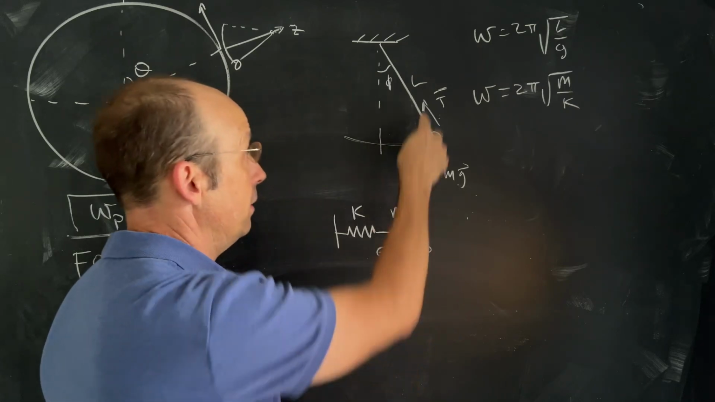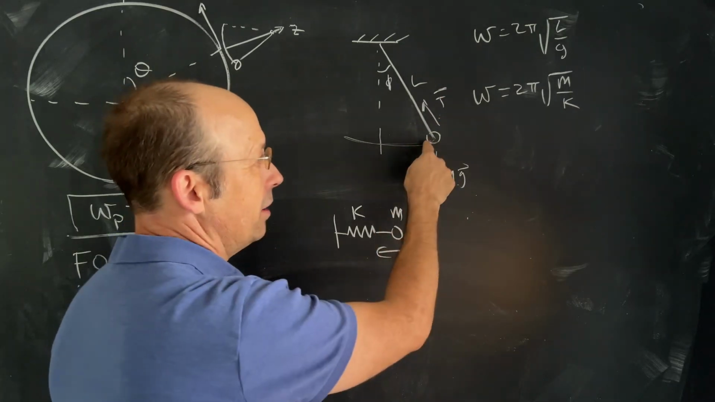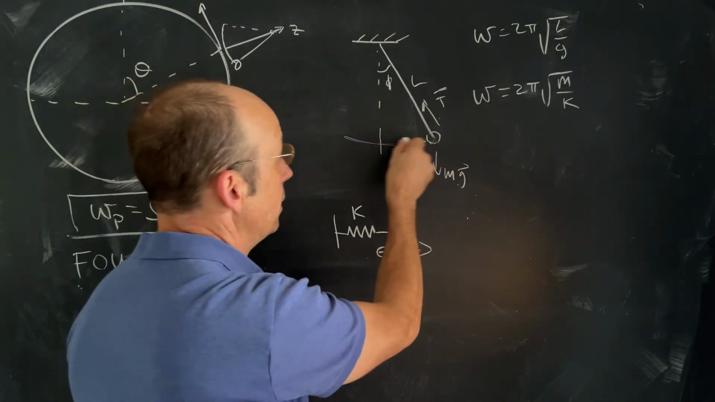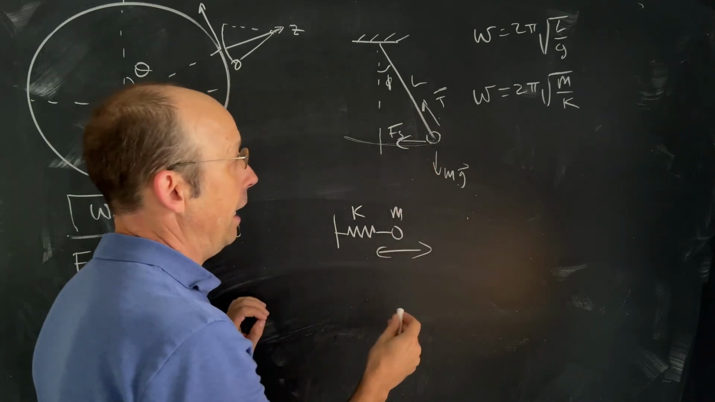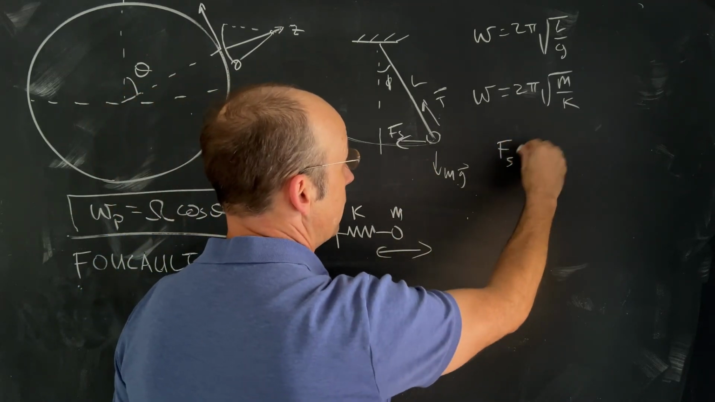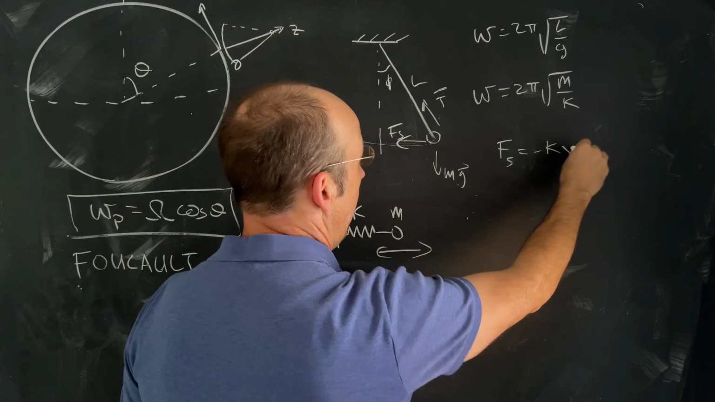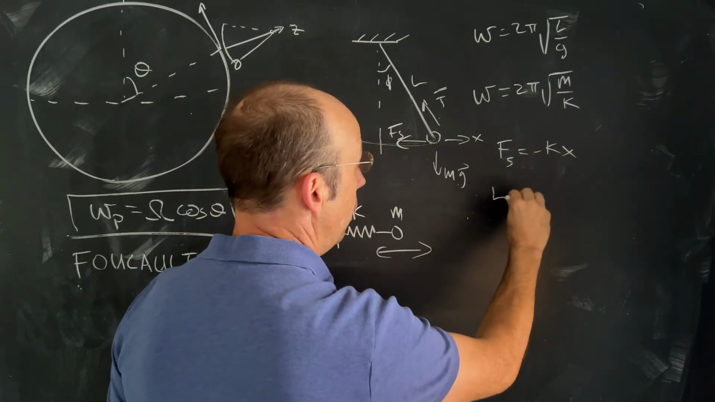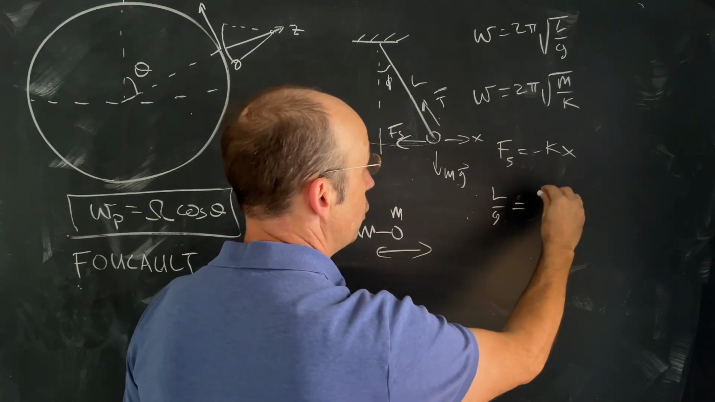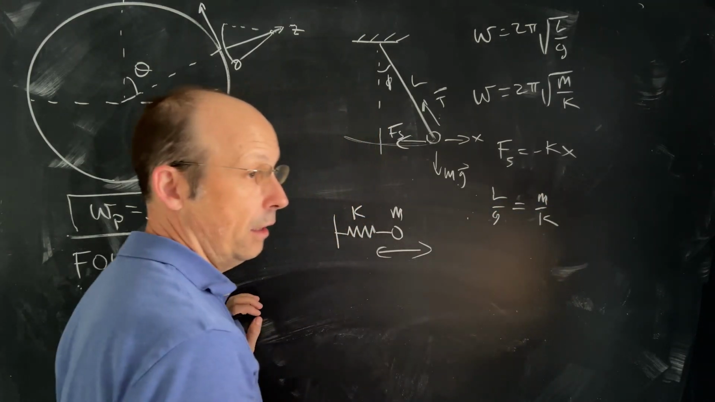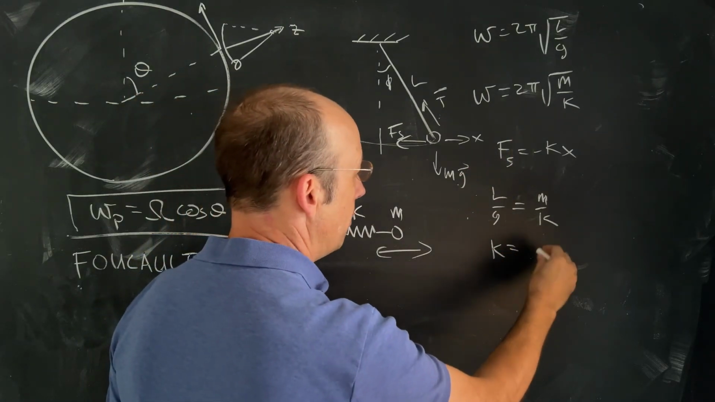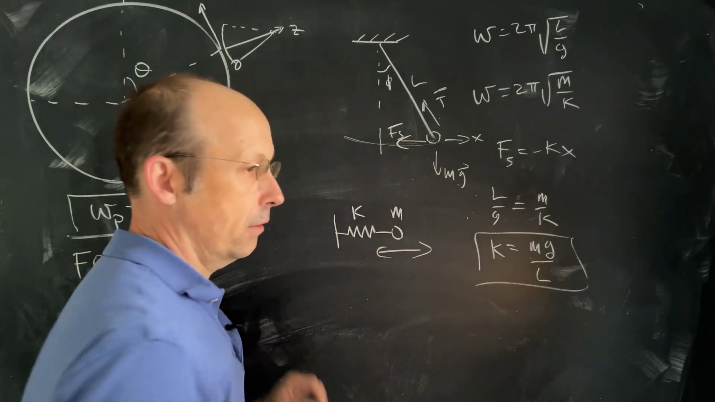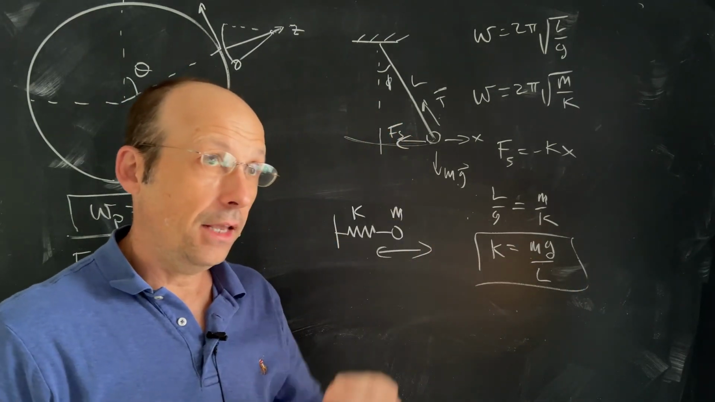Okay. So is it possible, instead of having this thing swing back and forth and dealing with the angle and the different tension and the gravitational force, to just model this as a mass on a spring? And yes, I could. I could just say there's some spring force pulling this back this way, with a magnitude Fs equals negative kx. This is the x direction. And up here, I can say L over g is equal to m over k, so my k effective is going to be equal to mg over L.